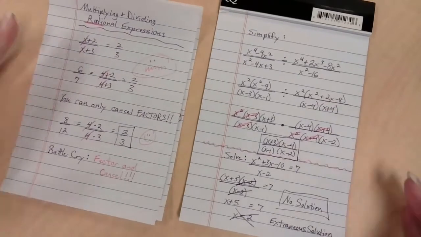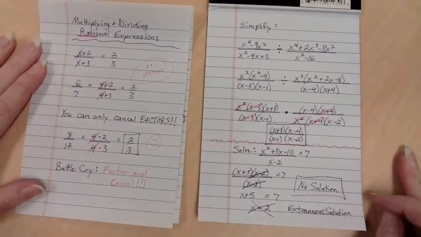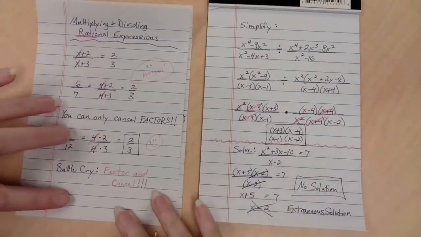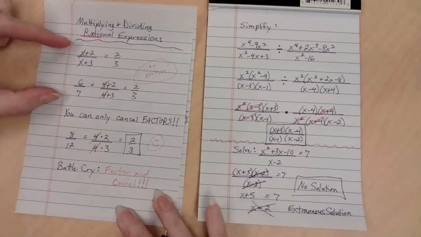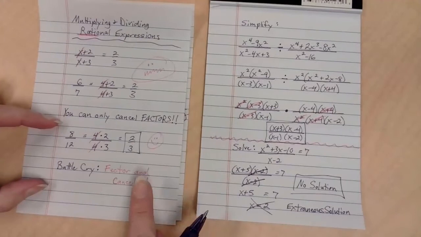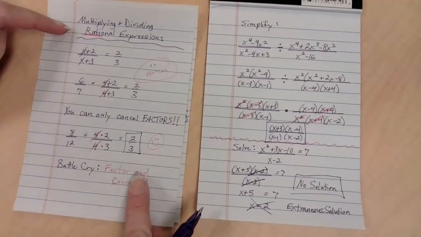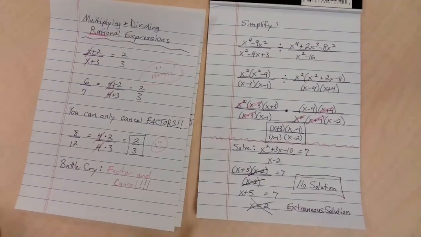All right, so a couple of twists and turns along the way. Your factoring skills, they've got to be good. They've got to be solid. Remember, this page contains everything in a nutshell that you need. You cannot cancel things that are being added or subtracted. You can only cancel factors. So factor and cancel, boom. If you are multiplying, dividing rational expressions, this is your life right here. Yell it, scream it. You've got it. Have fun.